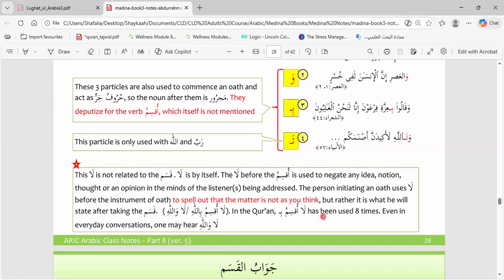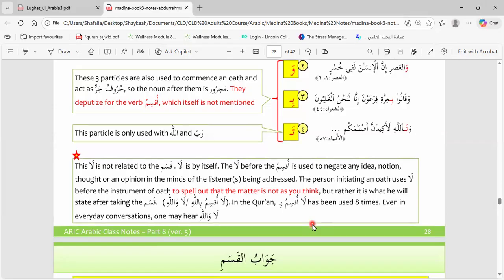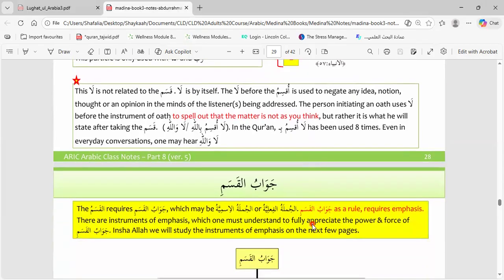La uqsimu, like billahi, la wallah. In the Quran, uqsimu bi has been used 8 times. Even in everyday conversations, one may hear la wallah. So the la is used to negate something, and then you take an oath. You negate an idea, and the person initiating it uses la before the instrument to spell out the matter. The matter is not as you think, but rather it is what is stated after taking the qasam. And they gave you an example of how we use it in everyday usage.